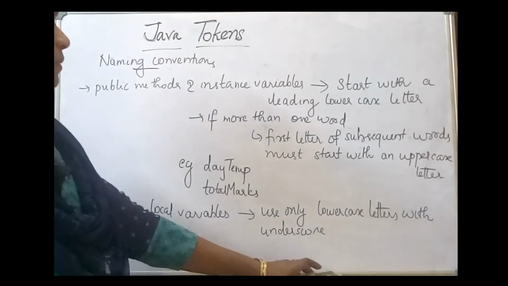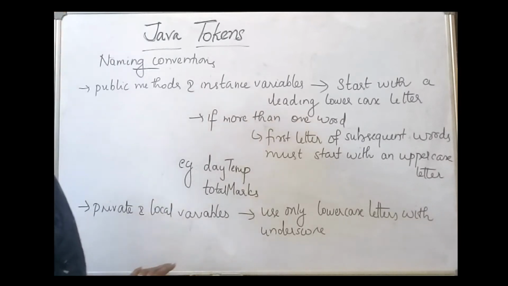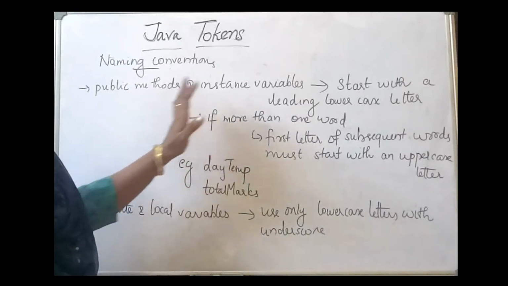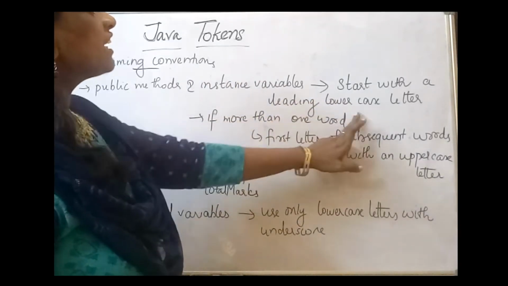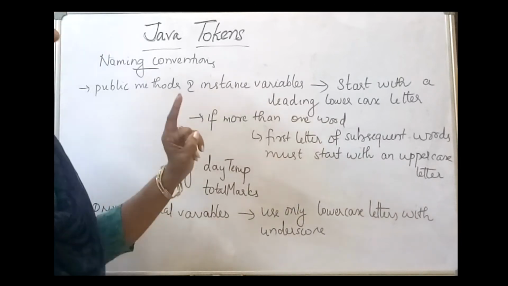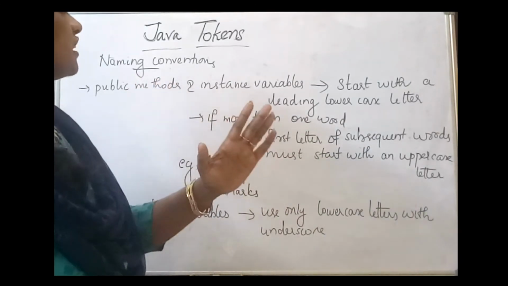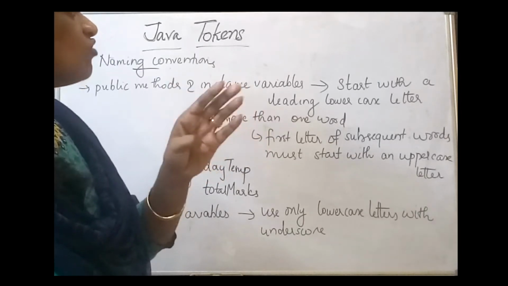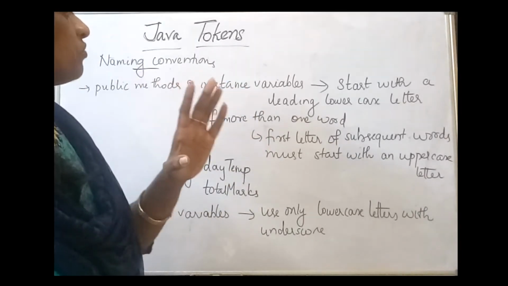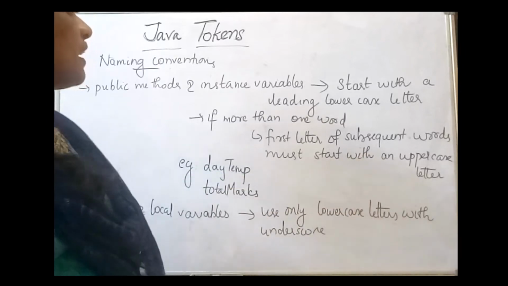Instance variables are nothing but normal variables declared in a class. In Java it is referred to as instance variables, and they usually start with a leading lowercase letter. That is, the first character should be a lowercase letter, and if the name contains more than one word, subsequent words must start with an uppercase letter.